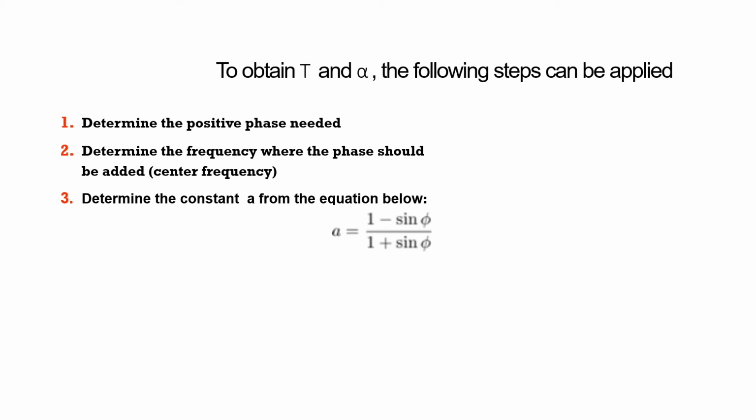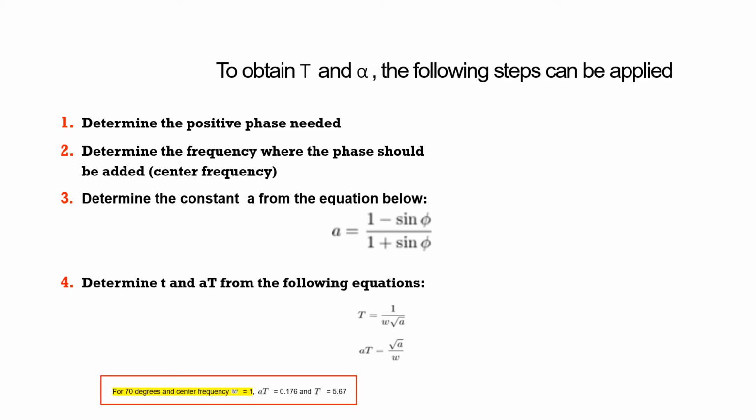As we know, phi refers to the desired phase margin. Our phase margin will be 70 degrees, which will give the value of a around 0.031. Now we should determine T and aT from the following equations. T is equal to 1 by omega root a, where omega is the frequency and a is the constant, whereas aT is equal to root a by omega.